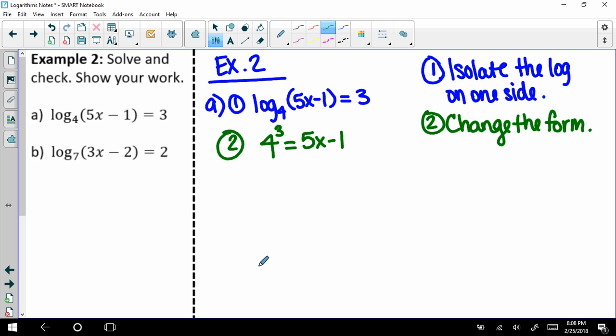Okay. So once you isolate the log on one side of the equation, which they already did for us, then we change the form. So change it into exponential form. So our base is 4. These two cannot be together. So 3 is your exponent. And everything inside the log is over here on this side. Then our last step is to solve for the variable.